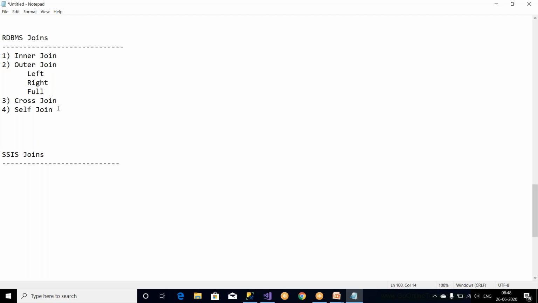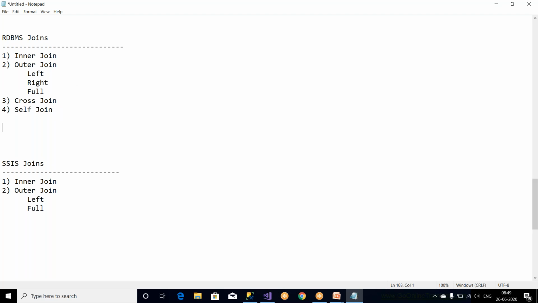But now if you go in for SSIS, we don't have all of them. We have only these joins. Clear? We have inner join, we have outer join. We don't have right join as well. Remember this. We have only these two. SSIS has only two joins, one called inner and one called outer. In RDBMS we have left, right, full, but here you have left and full only. There is no right. Okay.